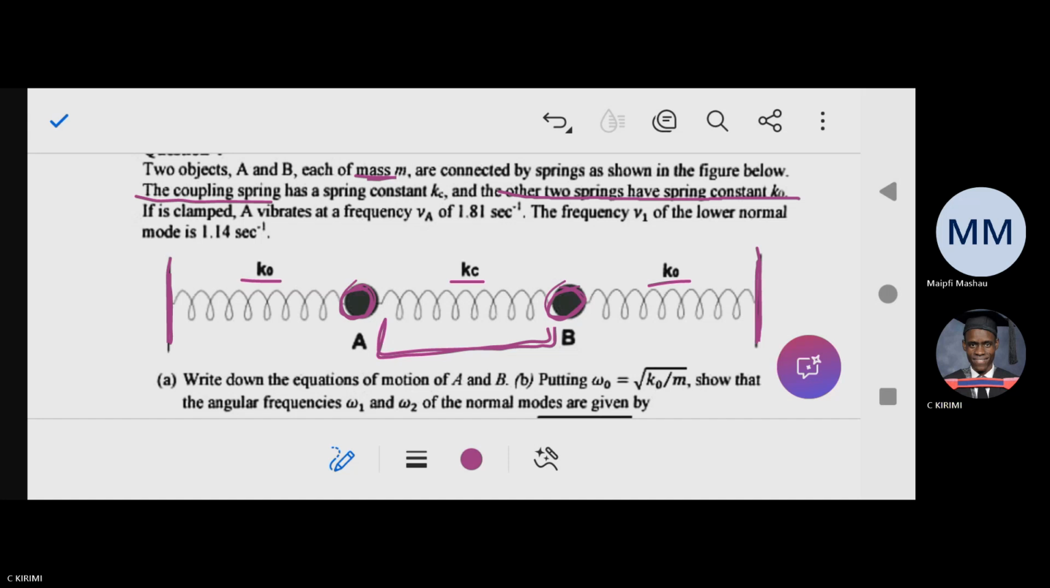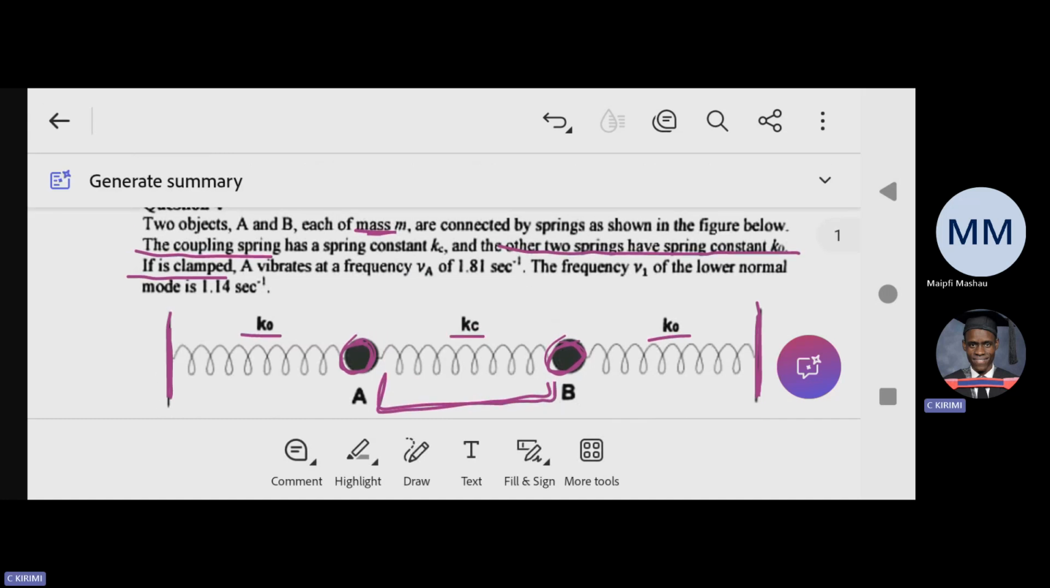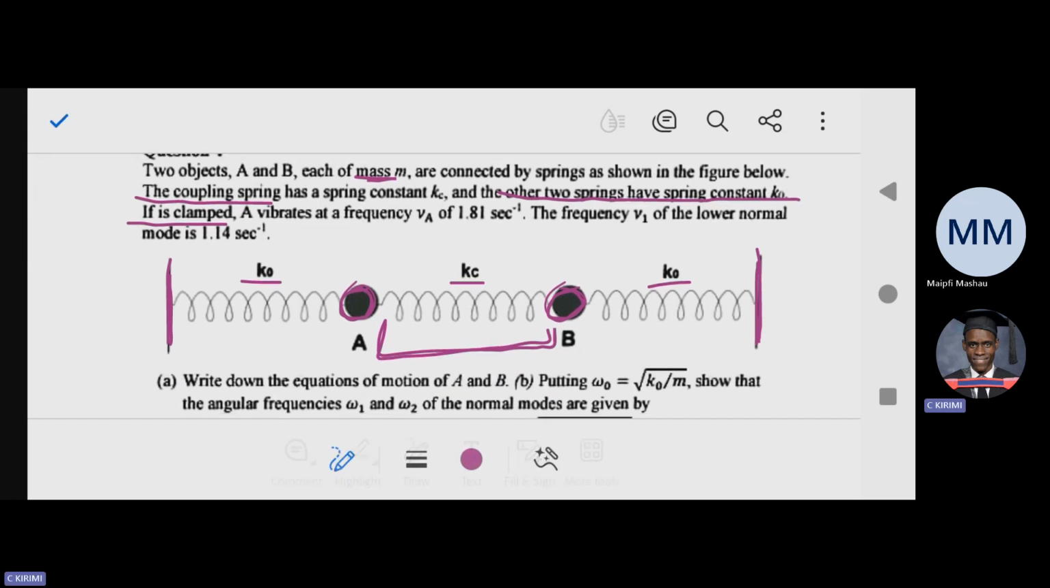If clamped, A vibrates at a frequency ν_A. So remember that frequency. Why is it ν_A, not F? Why is the frequency now ν_A? It's the Greek notation. We don't call it V, it's nu. That Greek letter, nu, for frequency. So it's not a V, it's like this.